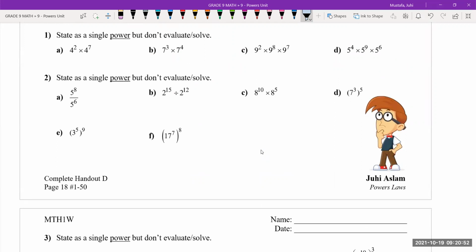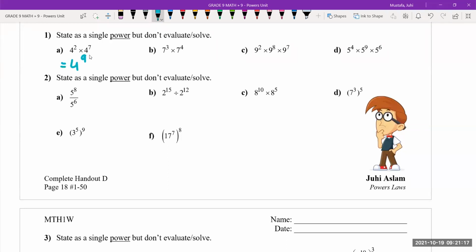So I'm going to be going around the class a lot. I want full participation. You obviously have the right to pass, but I really want you all to try questions like this. So question number 1 says state as a single power, but don't evaluate and solve. So that means you don't have a calculator. I'm not going to expect you to multiply massive numbers. I just want you to tell me what the simplified version would be. Dante, what do you think the answer to this is?